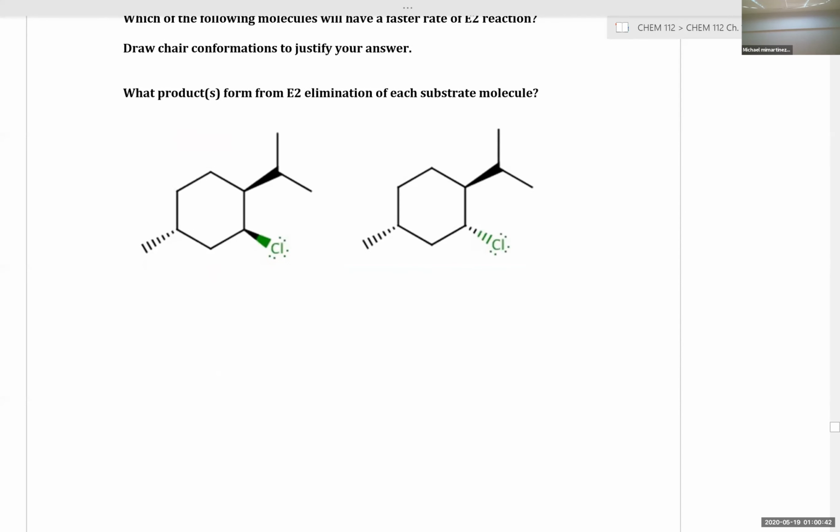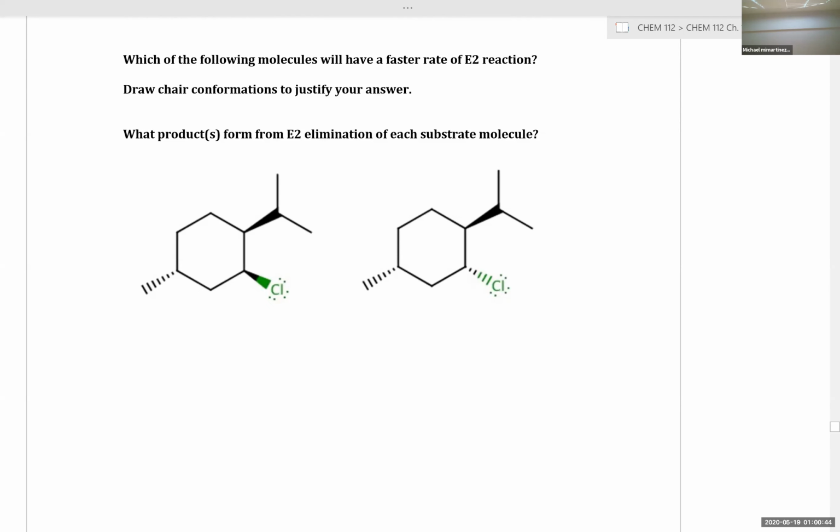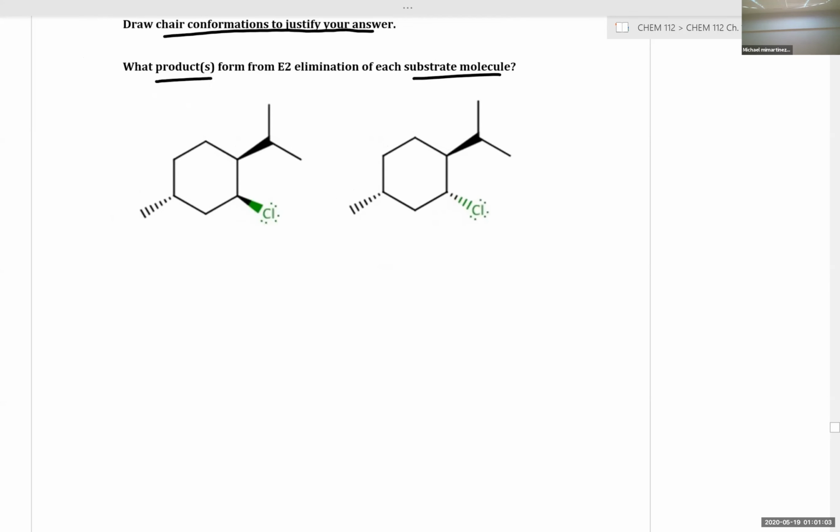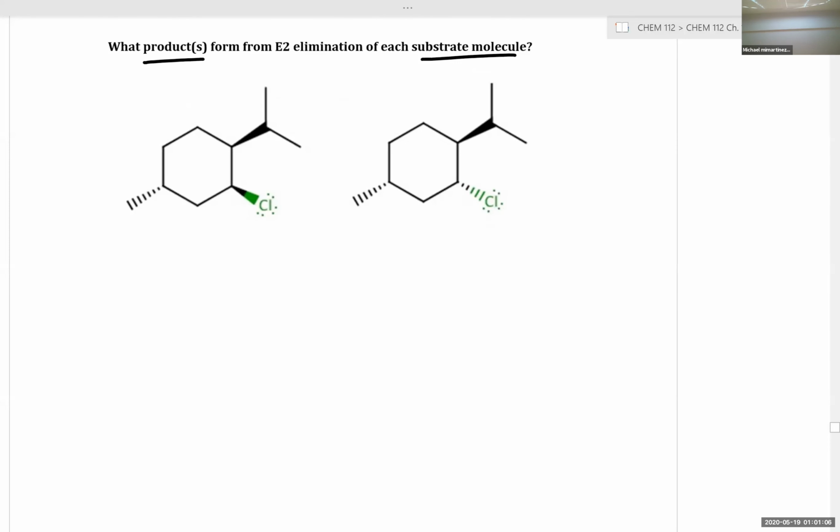So let's look at the following example. Let's try to answer the question, which of the following molecules have a faster rate of E2 reaction? So you have to draw some chair conformations to justify your answer. And I'd like you to identify the products from each of these substrates. Let's take about 4 to 5 minutes to work through this problem, and then we'll come together as a group to discuss. And don't be shy to break out the annotate tool to draw out your proposed products.